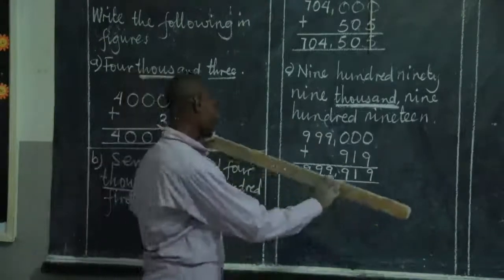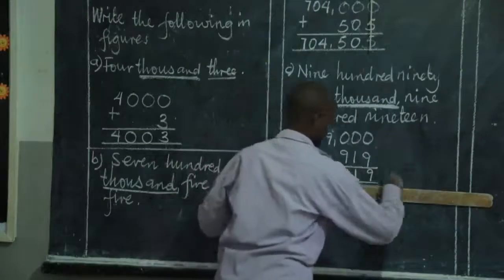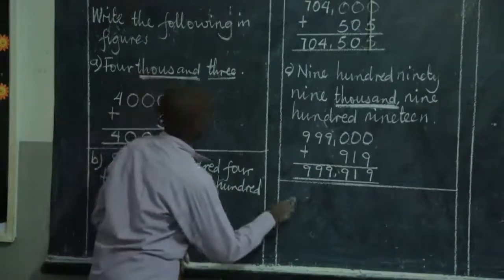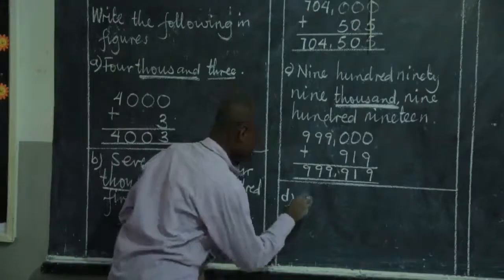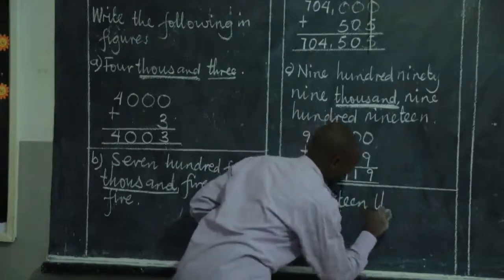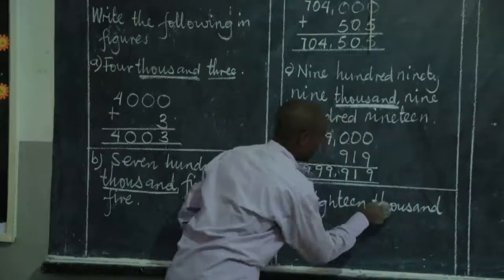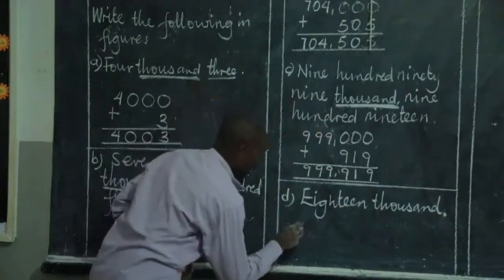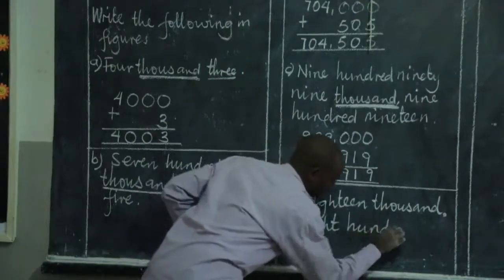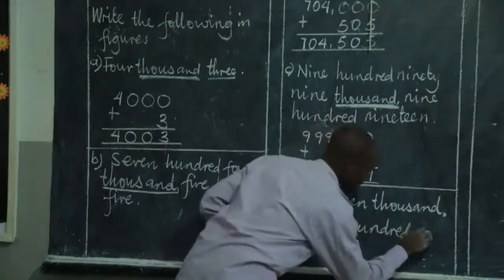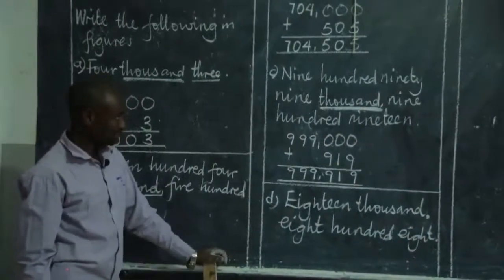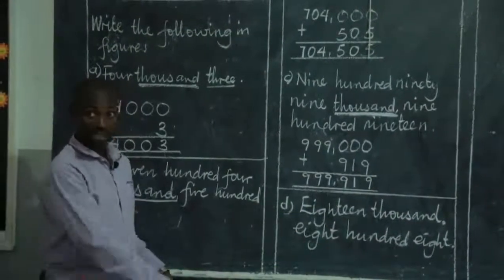Can we have one last example? Let's have one last example. We have D, and the number is 18,808. So following the same procedure, do I have any number here in millions?